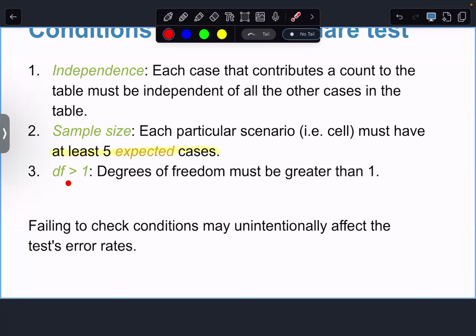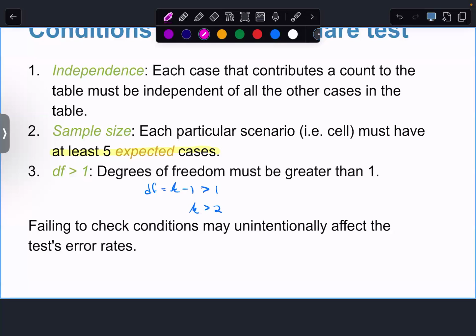I have to have more than 1 degree of freedom. If the degrees of freedom is k minus 1, and I need degrees of freedom to be greater than 1, then k must be greater than 2. Why? Because if I have k equals 1, that's a 1 sample proportion type of question. I could have looked at that table and said, okay, I can compare the count of 6s, that proportion, to 1 over 6. I can do that.